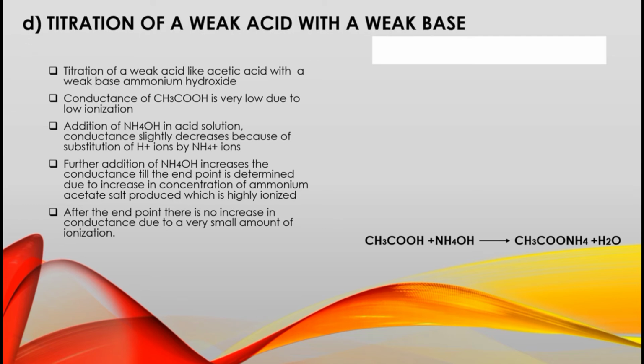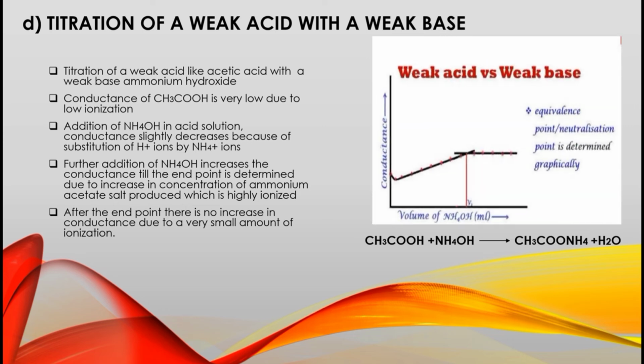Next is the determination of a weak acid with a weak base. Titration of a weak acid like acetic acid with a weak base like ammonium hydroxide. Conductance of CH3COOH is very low due to low ionization. On addition of NH4OH in acid solution, conductance slightly decreases. So here we can see there is a slight decrease in the conductance initially.